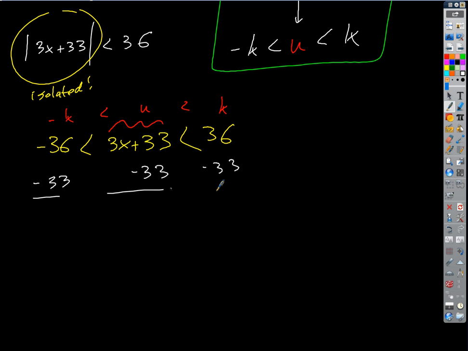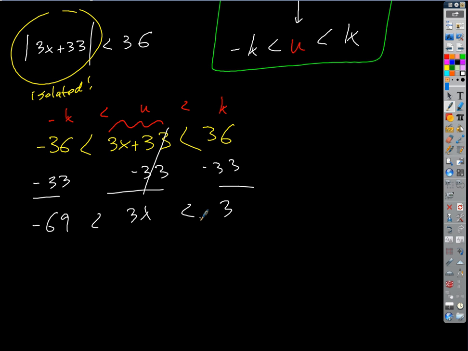So there's the first step. That gives me 3x in the middle, negative 36 minus 33. What's that? Negative 69. And 36 minus 33 is positive 3. Do I have to flip the inequalities there? No. What's the only time I flip the inequalities? When I divide by a negative, or multiply by a negative also. Usually we're dividing by a negative, but either one would work. So they stay the same.